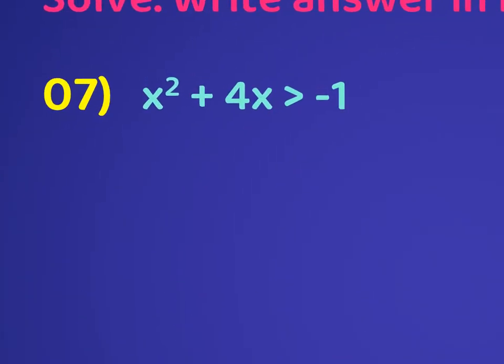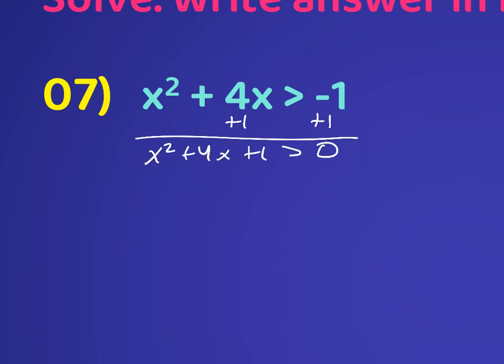So again, make it so that it's got a 0. So I'm going to add 1. X squared plus 4x plus 1 greater than 0. Again, make it an equal sign. Now, here's a scenario where I'm giving you a problem that cannot be factored. So now you're forced to either do quadratic formula or completing the square. I'm going to do quadratic formula.